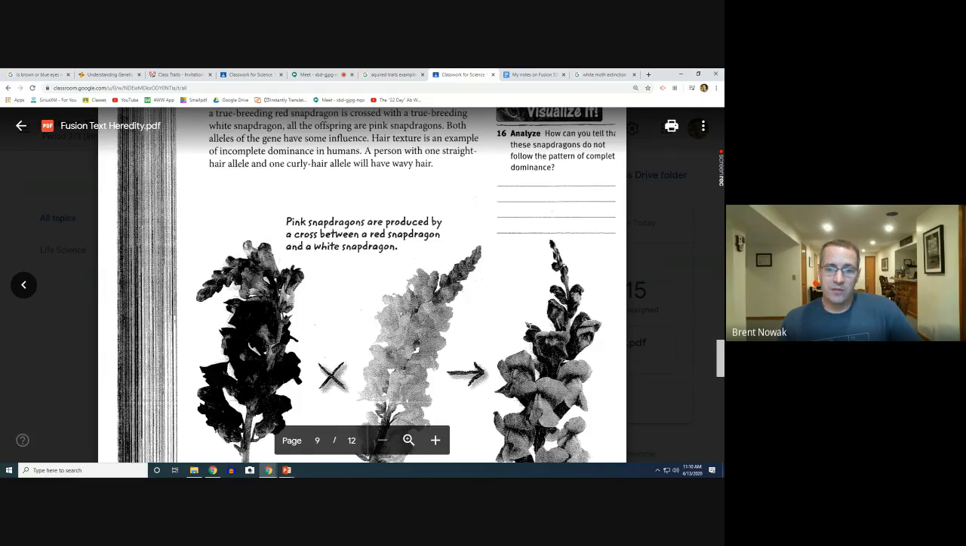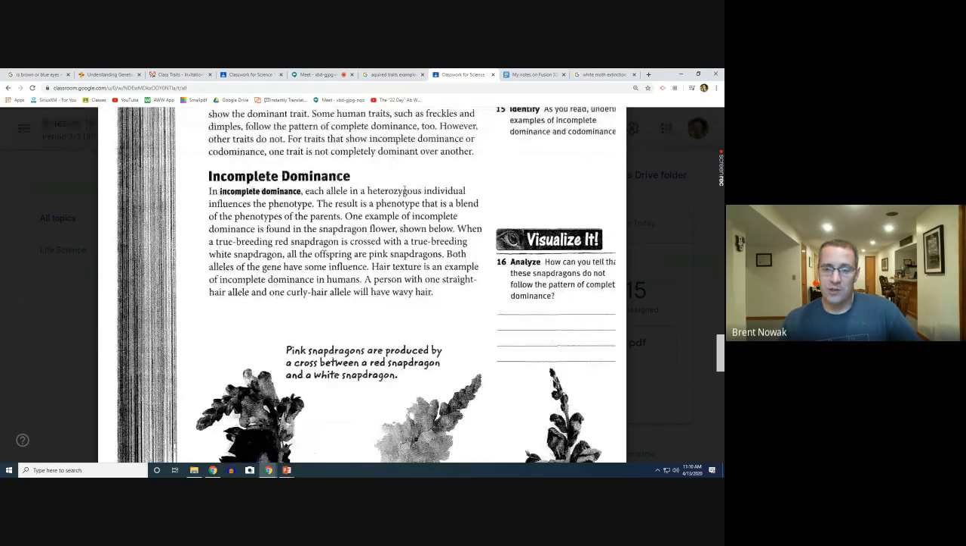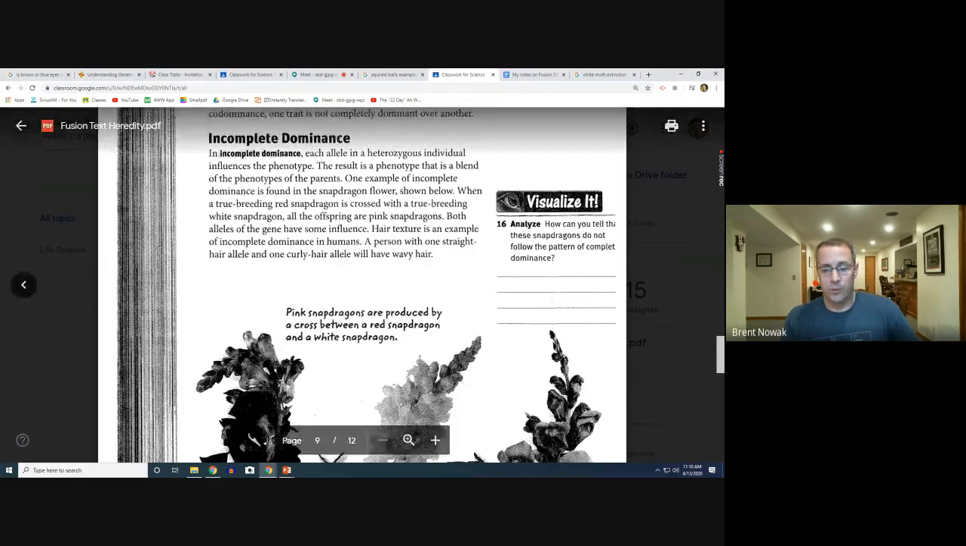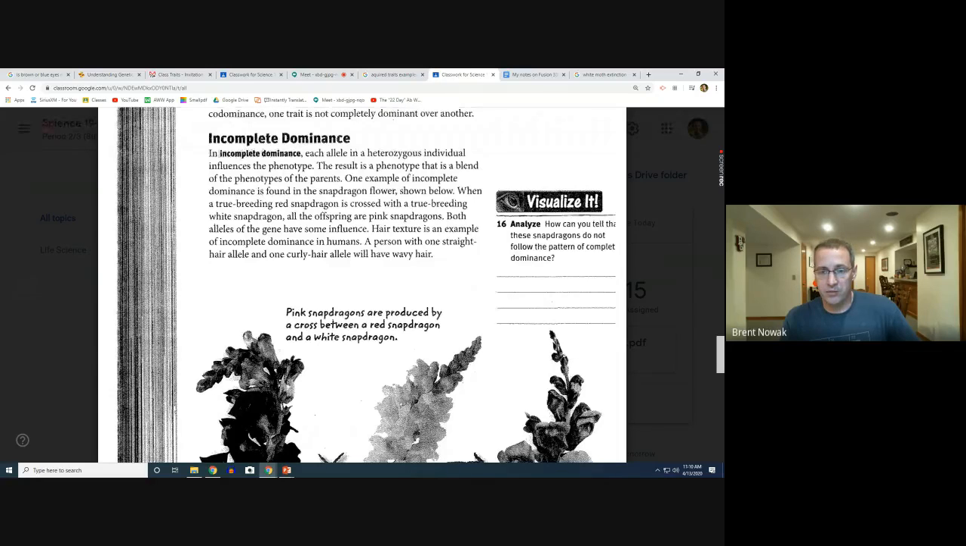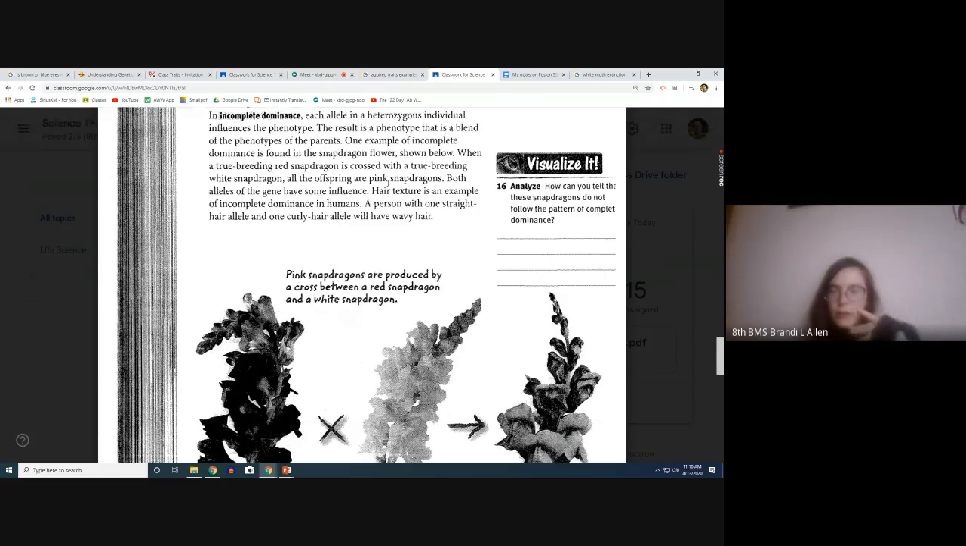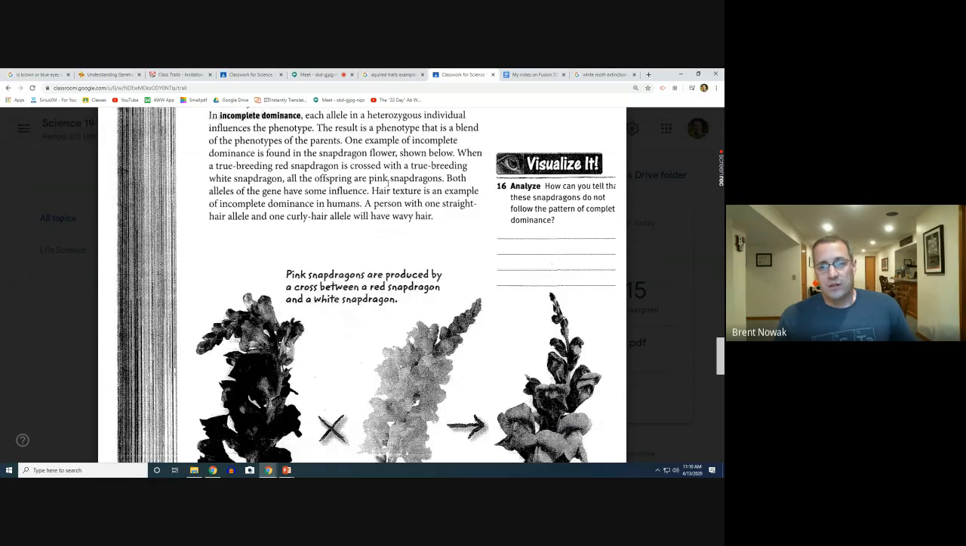In incomplete dominance, each allele in a heterozygous individual, again, heterozygous means you have like a capital and a lowercase allele, influences the phenotype. The result is a phenotype that is a blend of the phenotypes of the parents. So if you have incomplete dominance, you are a blend. A red flower breeds with a white flower. The offspring is a pink flower. Wait, couldn't that also work for colors? Because red and white, when you mix them, equals pink. Right, and that's the idea right there, and that's the connection. So if you think of the blending of colors, that's called incomplete dominance.